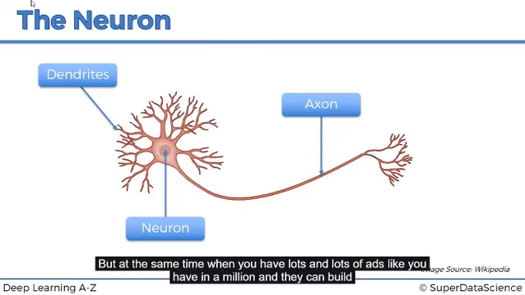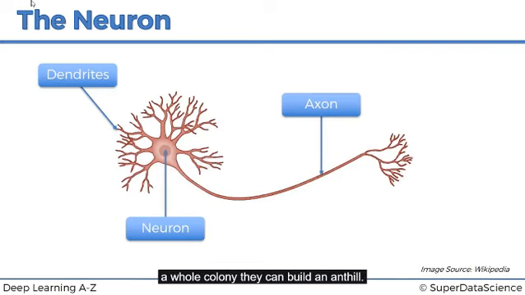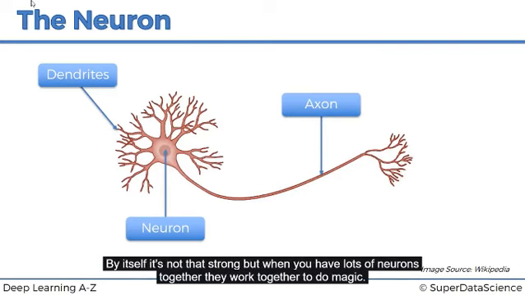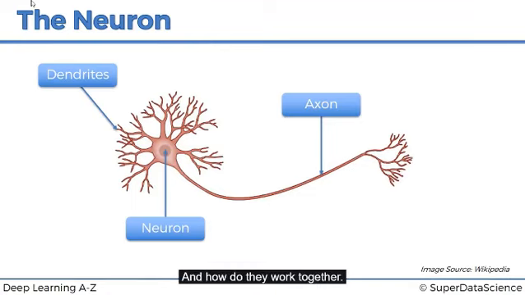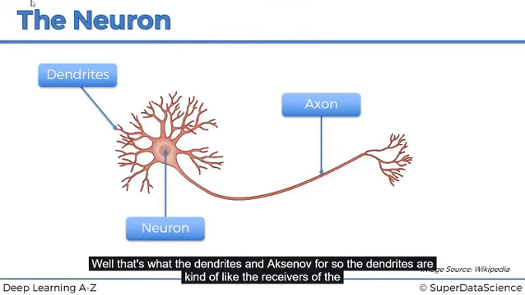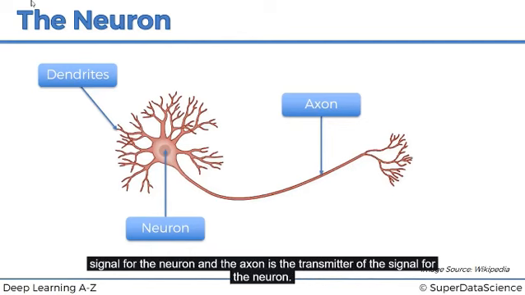But at the same time, when you have lots and lots of ants, like a million ants, they can build a whole colony. They can build an anthill. Same thing with neurons. By itself, it's not that strong, but when you have lots of neurons together, they work together to do magic. And how do they work together? That's the question. Well, that's what the dendrites and the axon are for. So the dendrites are kind of like the receivers of the signal for the neuron, and the axon is the transmitter of the signal for the neuron.